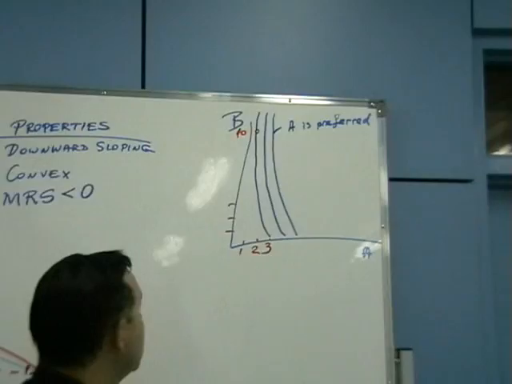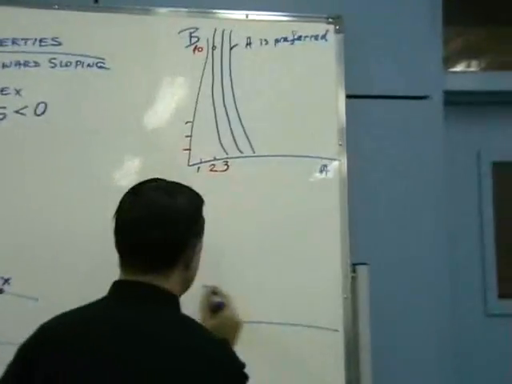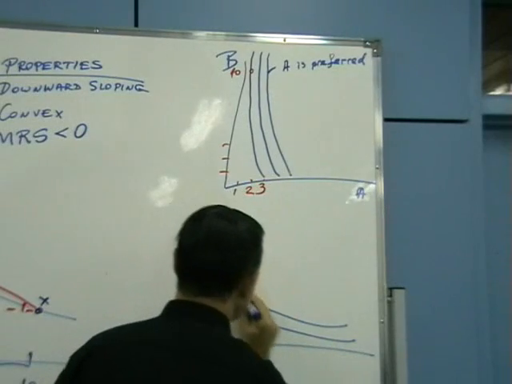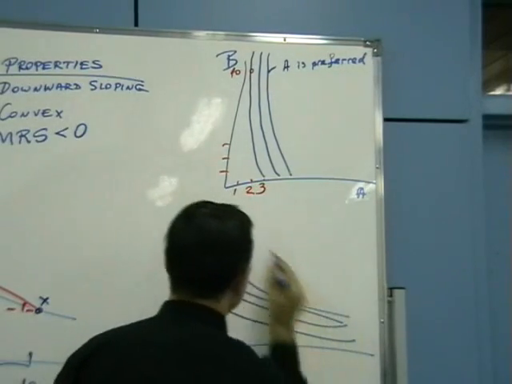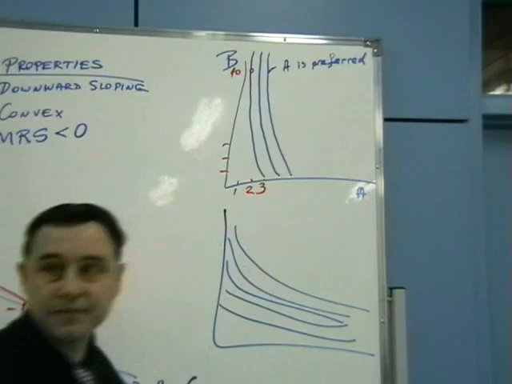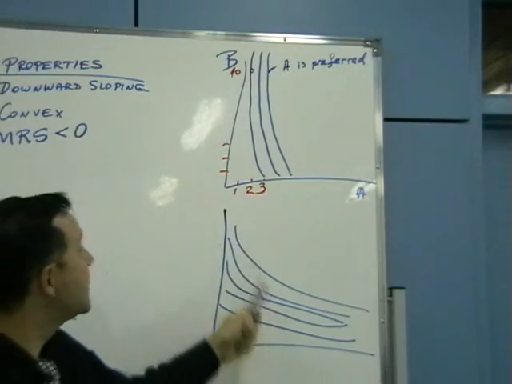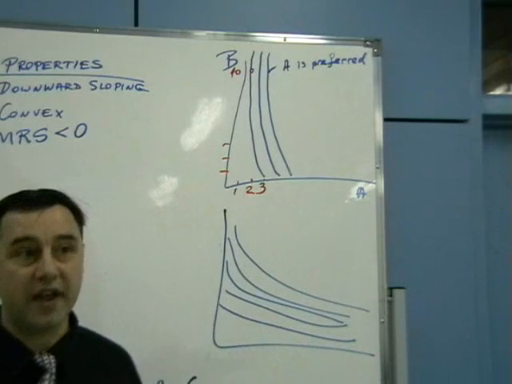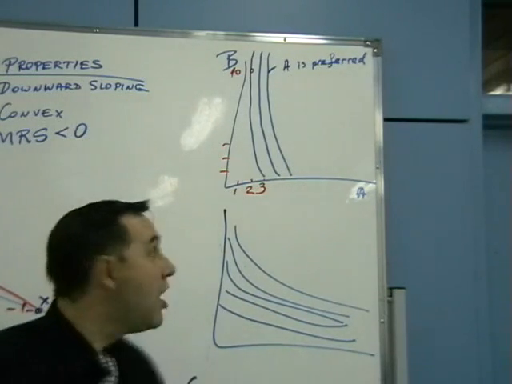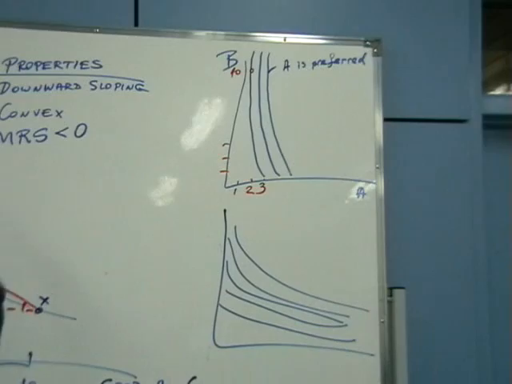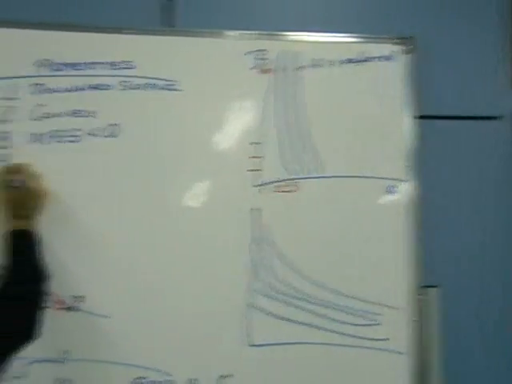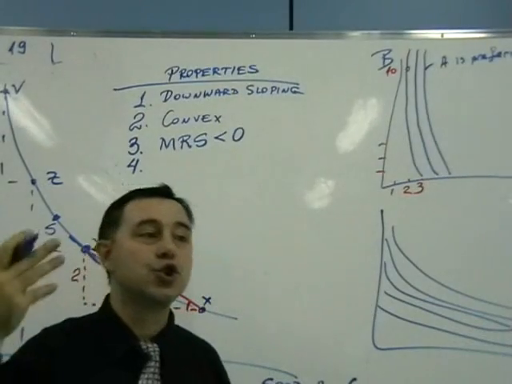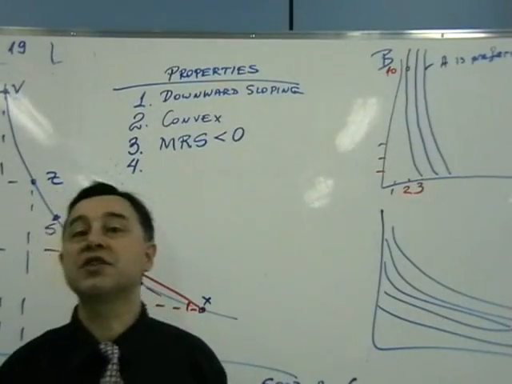So here's another example. Of course, that's the opposite example, where you have indifference curves like this. All right? So this is an example. Now it's exactly the opposite. B is preferred over A. That's very trivial. All right. So next property is that indifference curves do not intersect.